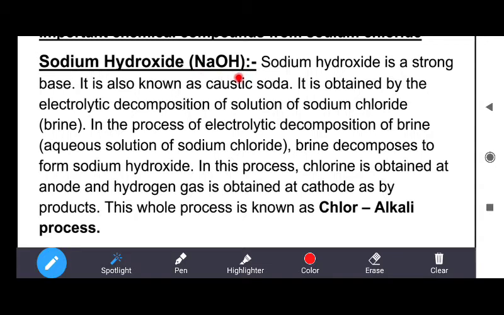It contains the OH radical, that is why it is a strong base, as it is a metallic hydroxide. So, sodium hydroxide is a strong base. It is also known as caustic soda.